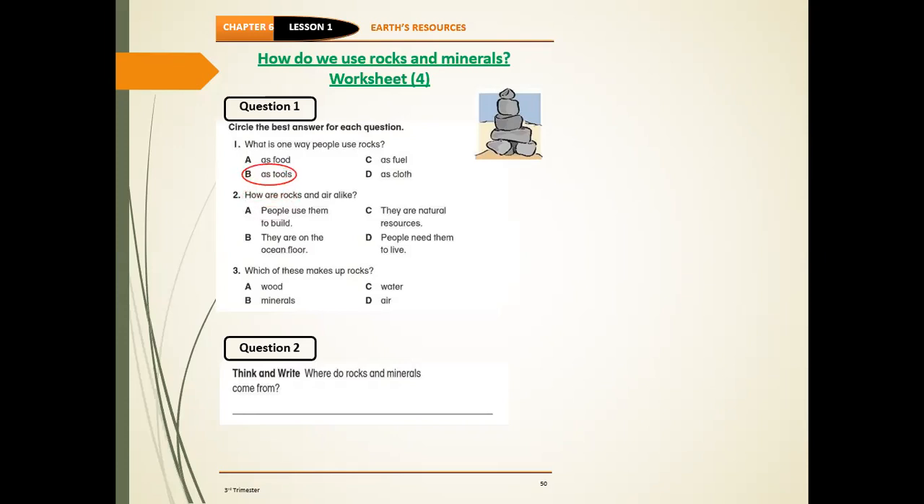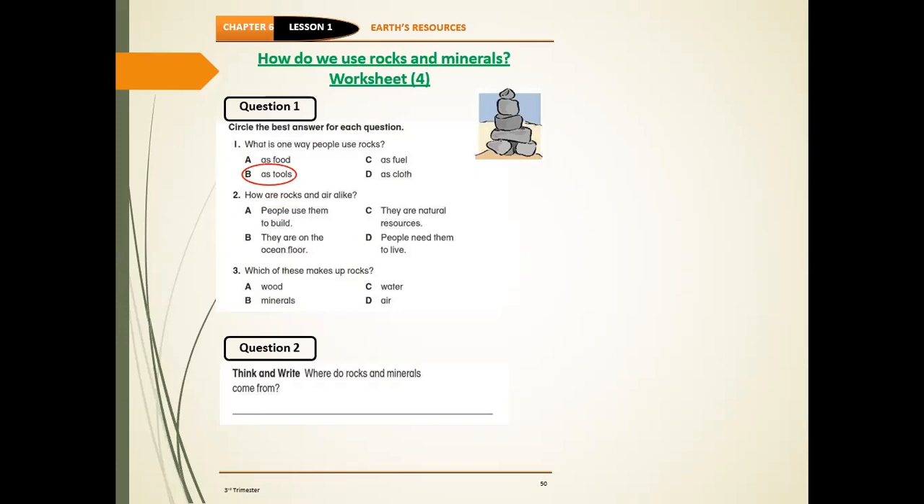A long time ago, for thousands of years, they used it as tools. Number 2, how are rocks and air alike? A, people use them to build. B, they are on the ocean floor. C, they are natural resources. D, people need them to live.